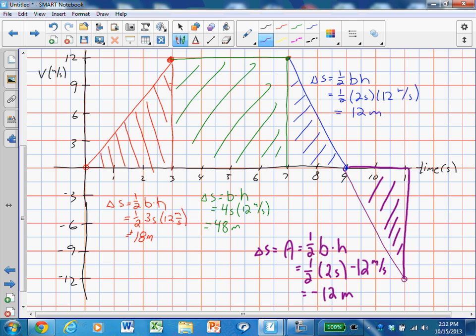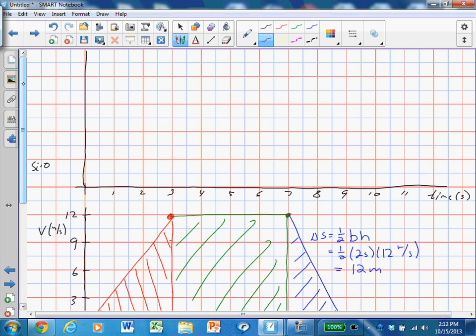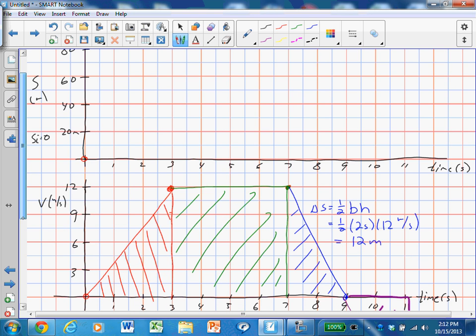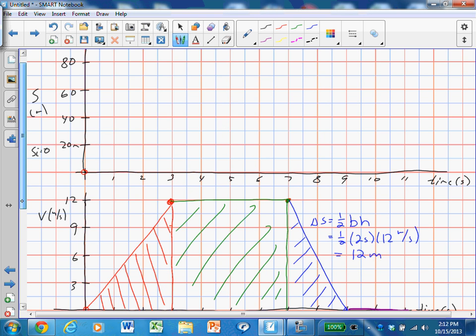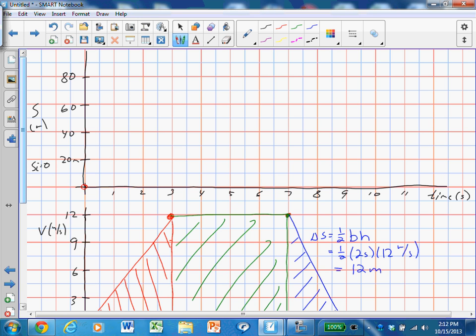So I've got to be able to go up to like 80. So I'll do this. 20 meters, 40, 60, 80. Now I'm going to start at an SI of 0 here. And in the first 3 seconds, I go up a change of 18 meters. So I'll be up at 18 meters by then, right about there.